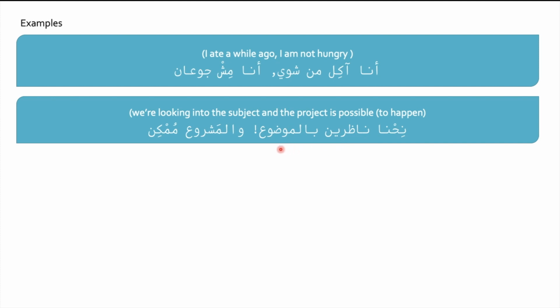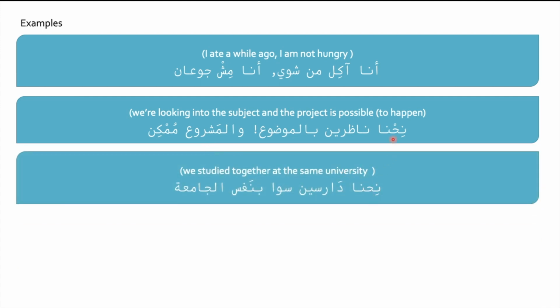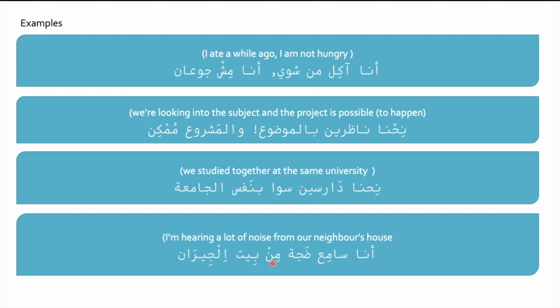نحن ناظرين بالموضوع والمشروع ممكن. We're looking into the subject and the project is possible to happen. نحن دارسين سوا بنفس الجامعة. We study together at the same uni. أنا سامع ضجة من بيت الجيران.